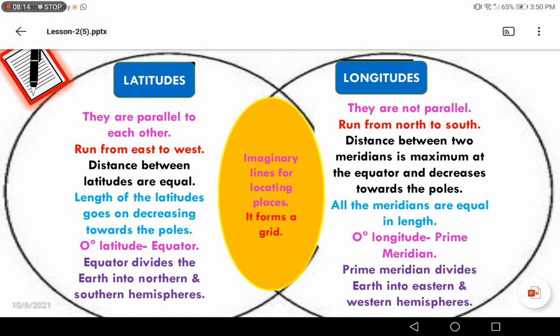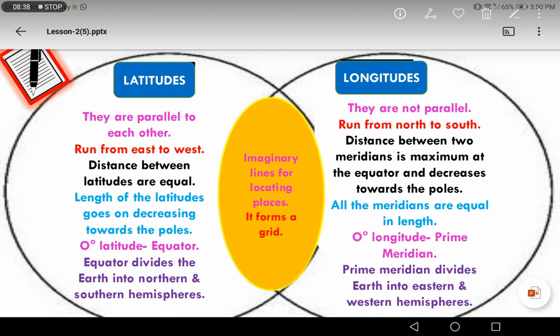Latitudes, length of the latitudes goes on decreasing towards the poles. Longitudes, all the meridians are equal in length. Latitude 0 degree latitude, equator. Longitude 0 degree longitude, prime meridian. Latitudes, equator divides the earth into northern and southern hemisphere. Longitude, prime meridian divides the earth into eastern and western hemisphere.